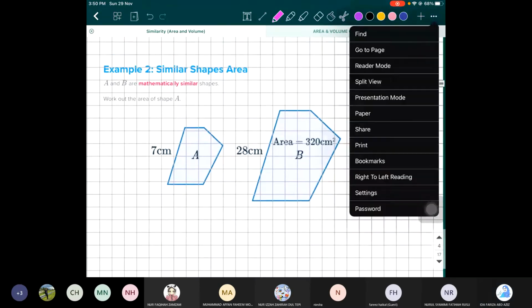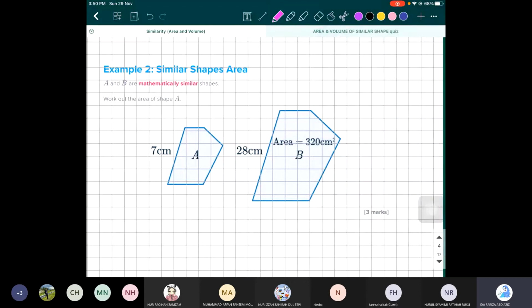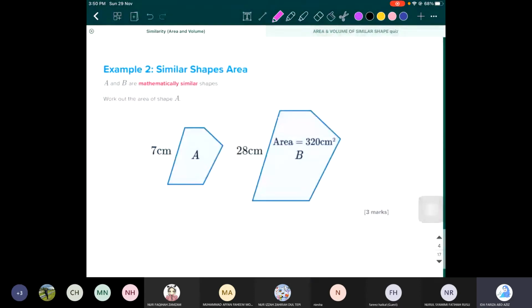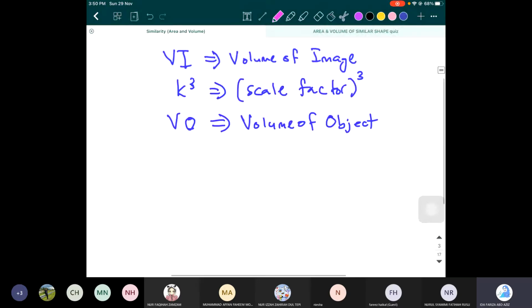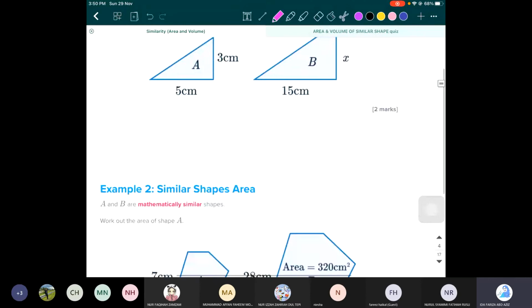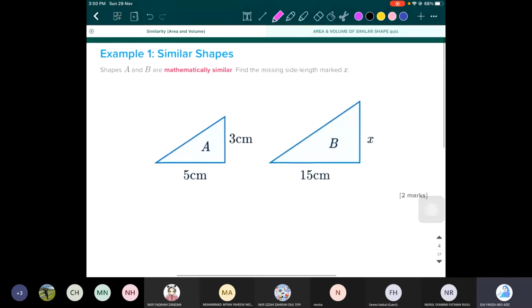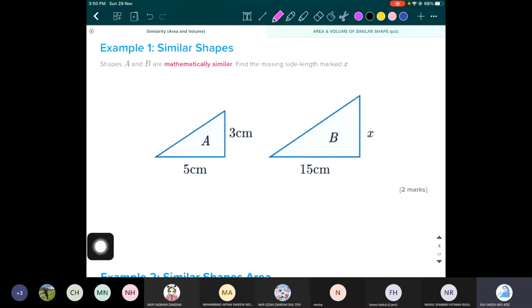Alright. Saya nak buang the paper. Tak nak distract. Let's look at this example. Okay. Saya terskip. This one dulu. Example 1. Shapes A and B are mathematically similar. Find the missing side length marked X.